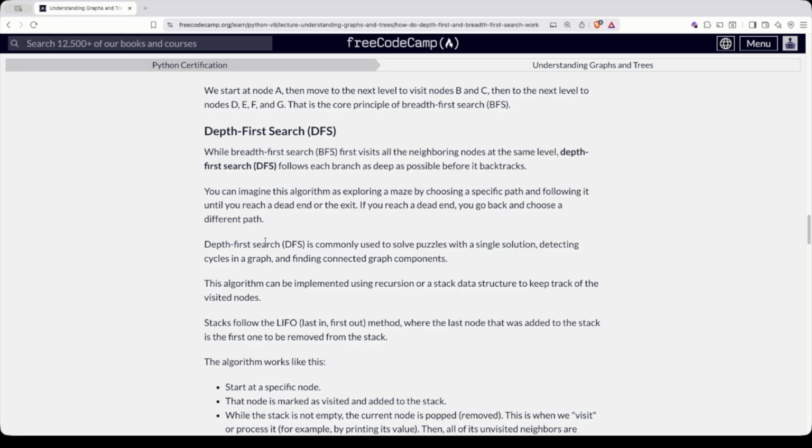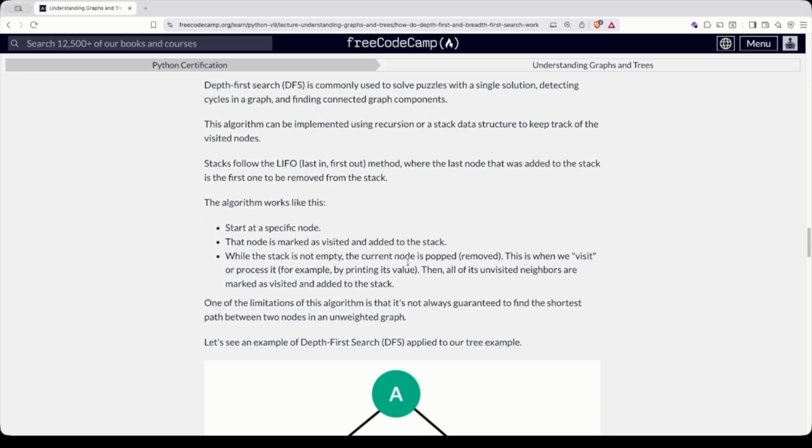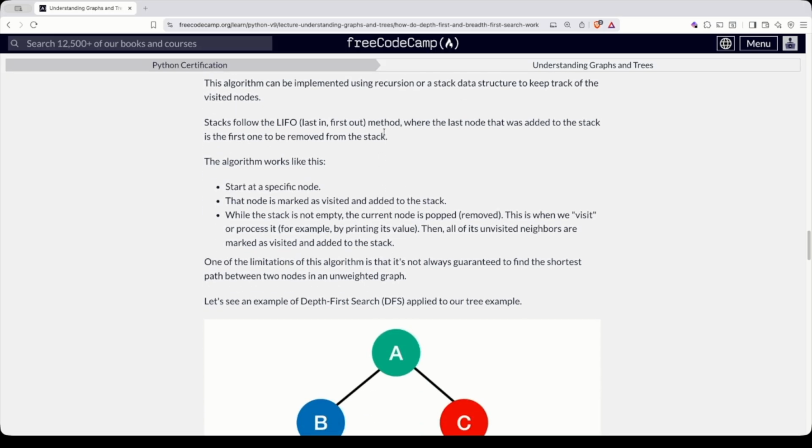If you reach a dead end, you go back and choose a different path. Depth first search is commonly used to solve puzzles with single solutions, detecting cycles in a graph and finding connected graph components. This algorithm can be implemented using recursion or a stack data structure to keep track of the visited nodes. Stacks follow the last in first out method, where the last node that has been added to the stack is the first one to be removed from the stack.